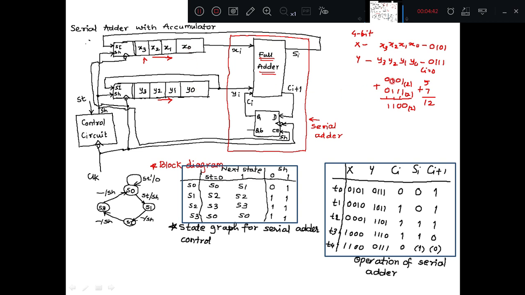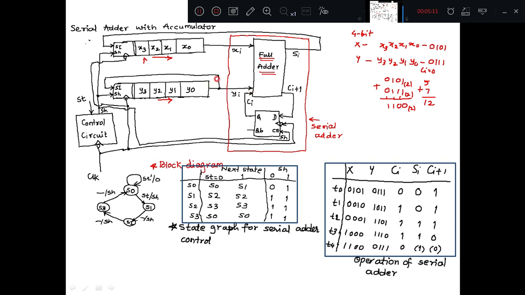So when you add x2, 1 and 1, along with the carry generated from the previous addition of bits, the sum will be 1 and carry is generated. Finally, when you store this result, the sum in this MSB, again you shift this data, x3 is available. When you add x3 and y3 along with the carry, you will get sum 1 and carry 0.